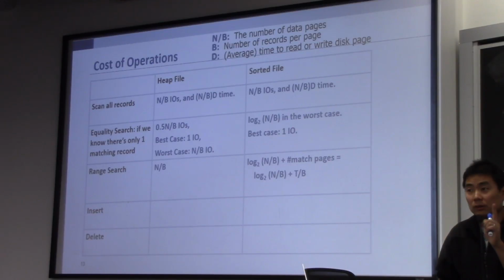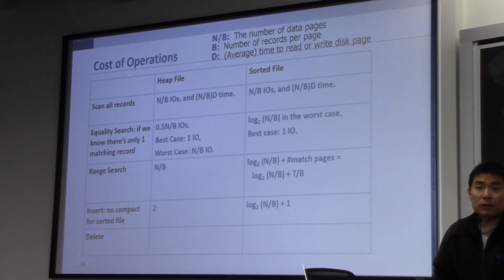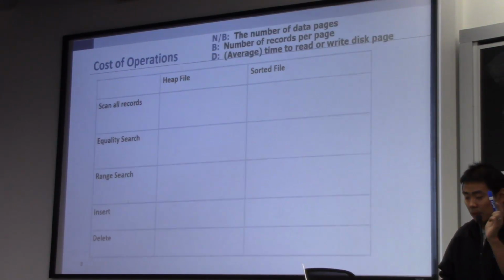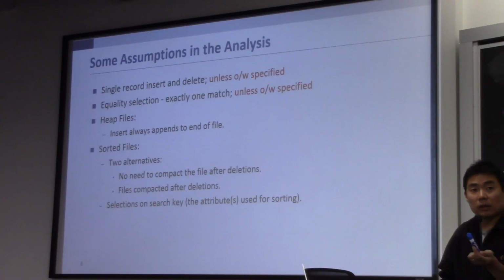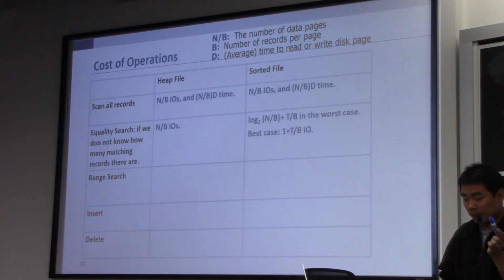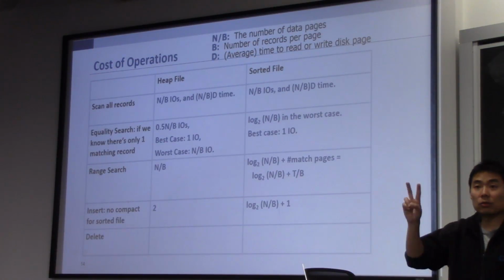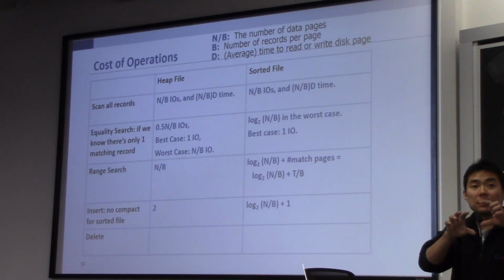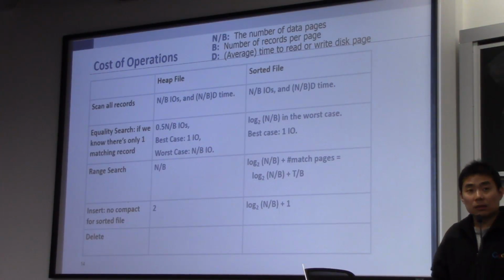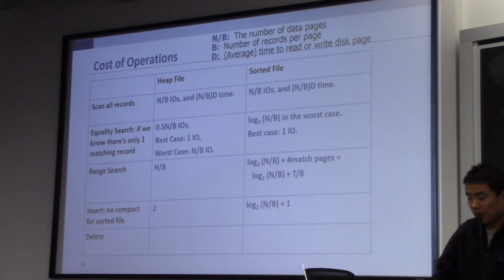So far so good. Insertion cost: because we made the assumption that insertion to a heap file always happens to the last page, the insertion cost is 2. Why? Read the page, update it in the buffer, write it back. 2 IOs, read and write.